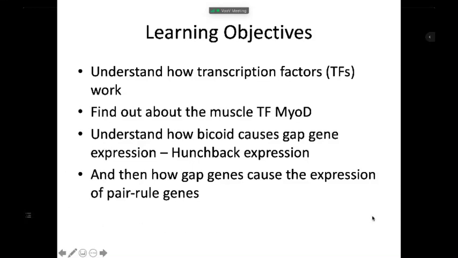And then finally we saw how gap genes cause the expression of specific stripes of pair-rule genes by combinations of activating transcription by bicoid and hunchback, and inhibition of transcription by downstream gap genes such as Krüppel and giant, and how this is caused by these activating and repressing transcription factors competing for binding in the same region of the DNA.